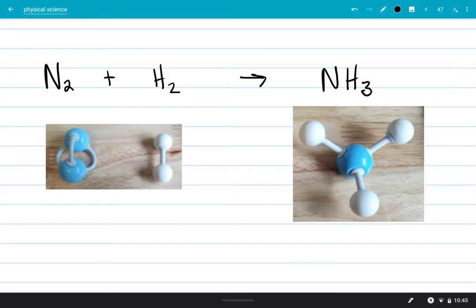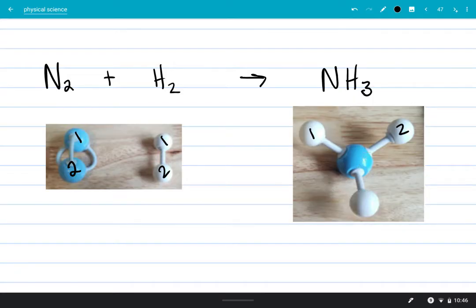Your answer should have been no. This is not obeying the law of conservation of mass. We have 2 atoms of hydrogen there, and we have 1, 2, 3. That one's new. We have 1, 2 atoms of nitrogen here, and we only have 1. What happened to the other one? This one definitely does not obey the law of conservation of mass.